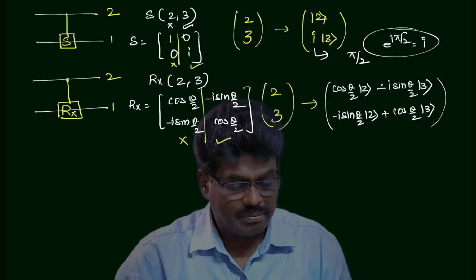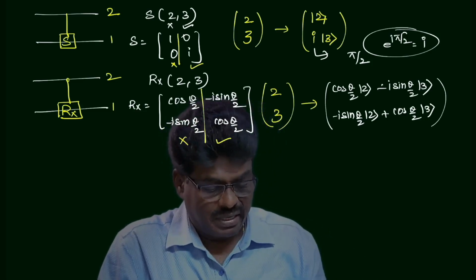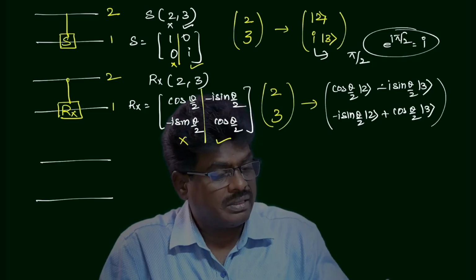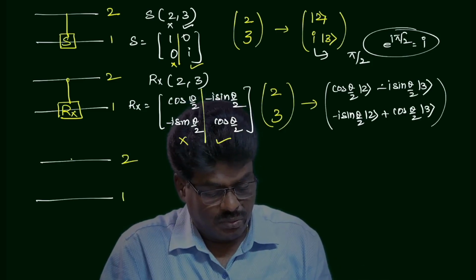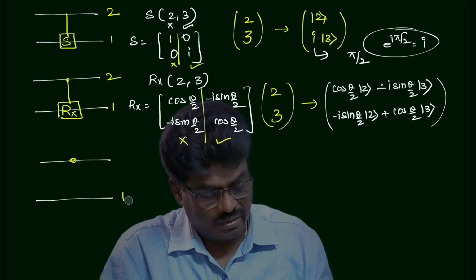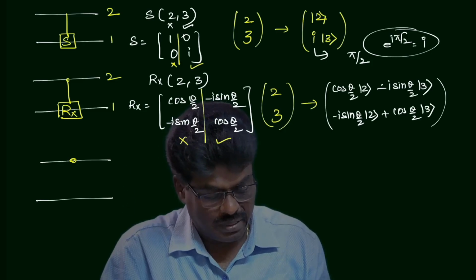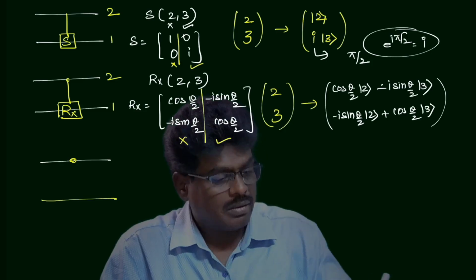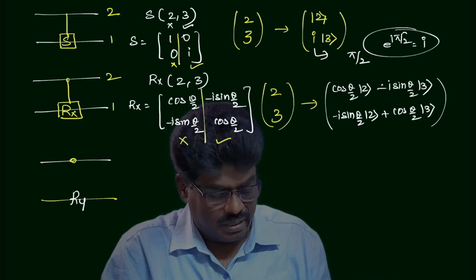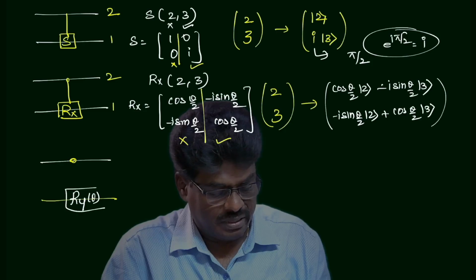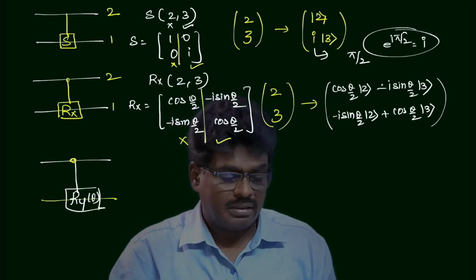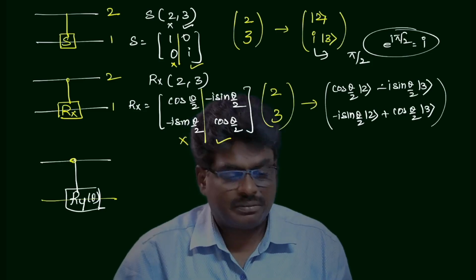Any examples? And I request you please try this last one yourself, that is 1 2 we have here. And this is Ry of theta. So fine for this. Okay, right.